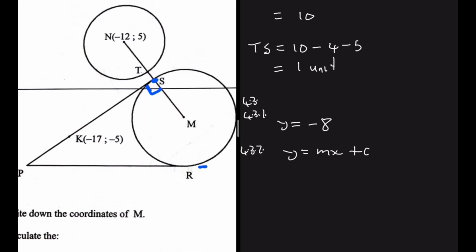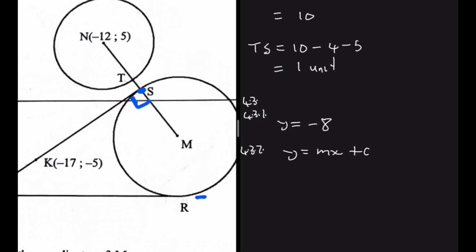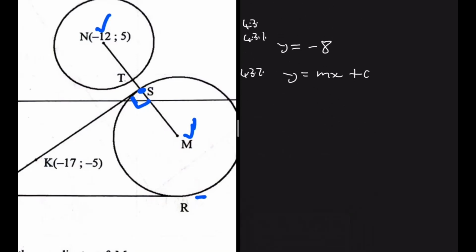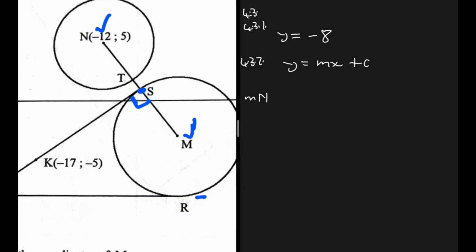We can find the gradient of that line using the coordinates M and N, right? Because S lies on the line MN. So we can just use those two coordinates to find the gradient of MS. So we can say that the gradient of MS is equal to the gradient of MN. So we're gonna have y2 minus y1 divided by x2 minus x1.